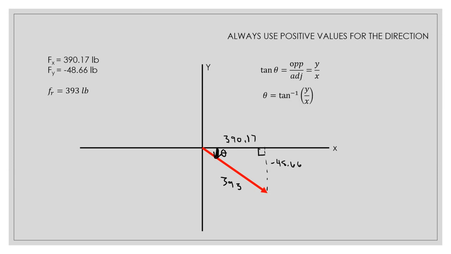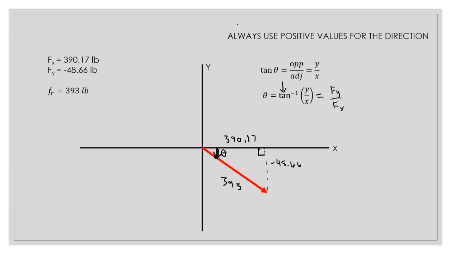For tangent, it is the same thing as opposite over adjacent, right? To figure out your angle, you do the opposite of tangent, which is the arctangent. That's tangent to the power of negative 1, your arctangent, of y over x. Another way to write this is Fy over Fx.